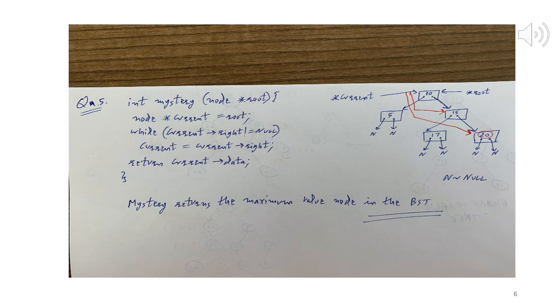Get out of the while, return current arrow data, which will return 20. So the way the binary search tree is constructed, this will always return the value of the rightmost leaf node. Right? Okay, so the rightmost bottom node, and that is guaranteed to be the maximum value.